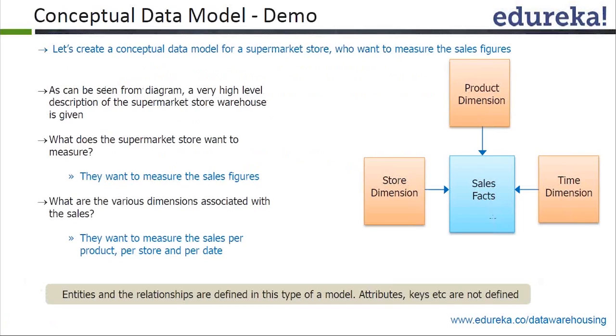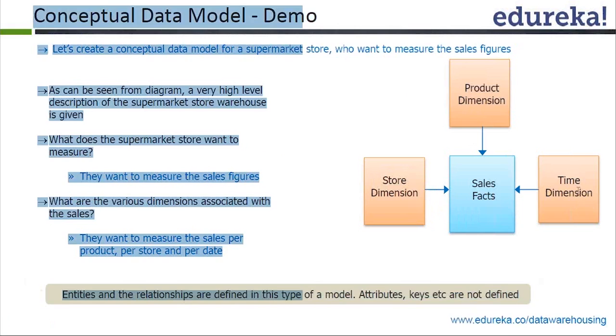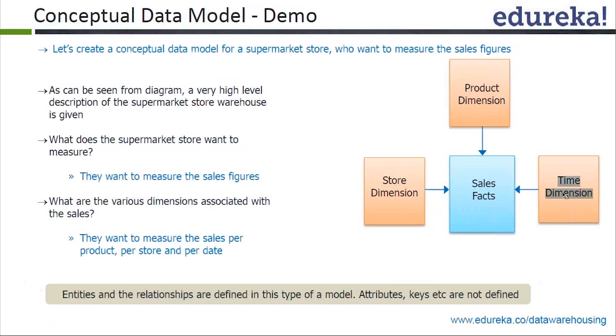There's a simple sales fact table and then there are three dimensions: product dimension, store dimension, time dimension. Looking at this conceptual data model, you can say that you have a sales fact entity, you have a product dimension entity, you have a store dimension, you have these three dimensions and one fact table, and each dimension is related to this fact table. That is simple information you can get from this conceptual data model.